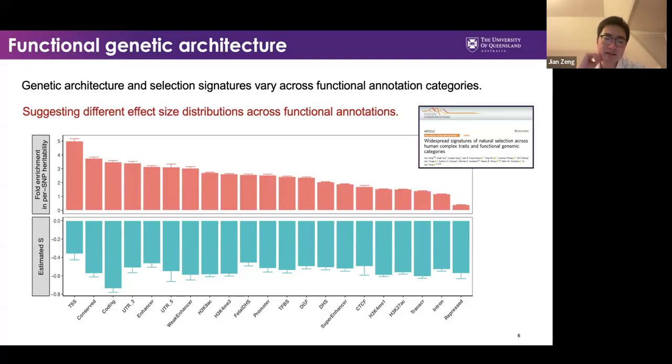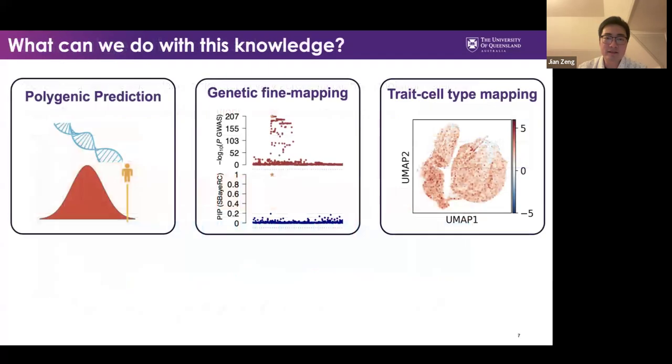We think that's an important message or lesson that we learn from studying the genetic architecture. And then the following question is, what can we do with this knowledge? This is what my talk today really focuses on: how we use this knowledge that the effect size distribution is likely to be different between annotations to improve polygenic prediction, improve the power of fine mapping, and use the functional annotation to identify the cell types relevant to complex traits.